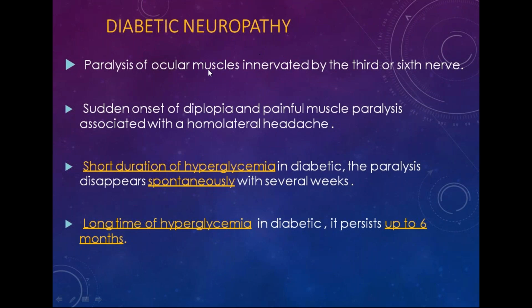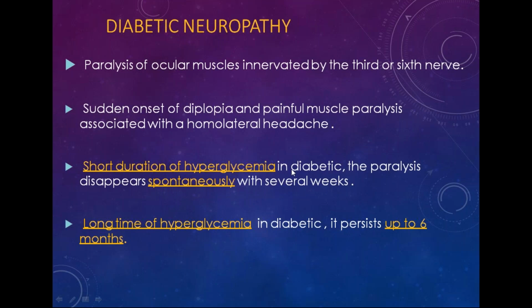Diabetic neuropathy: there will be paralysis of extraocular muscles innervated by the third and sixth nerves. Most commonly, the sixth nerve is frequently involved, and the third and sixth nerves are frequently involved. If there is paralysis of the third and sixth nerve, there will be sudden onset of diplopia and painful muscle paralysis associated with ipsilateral headache.